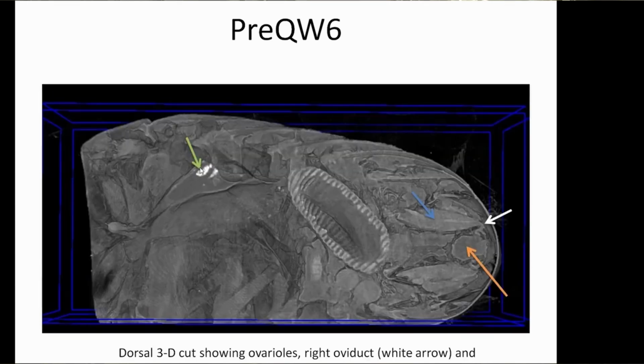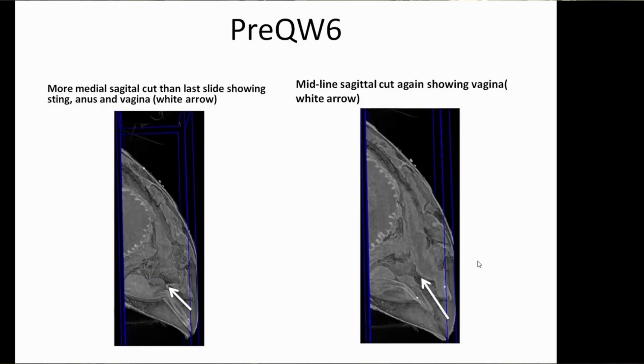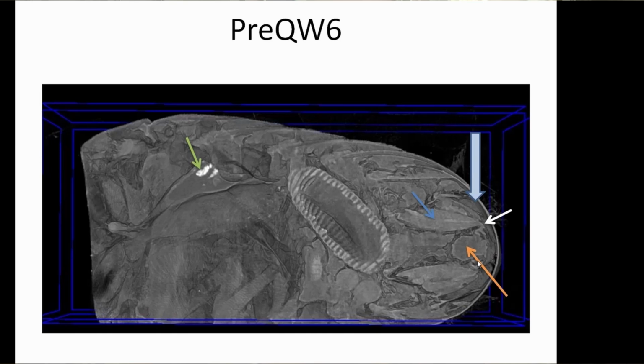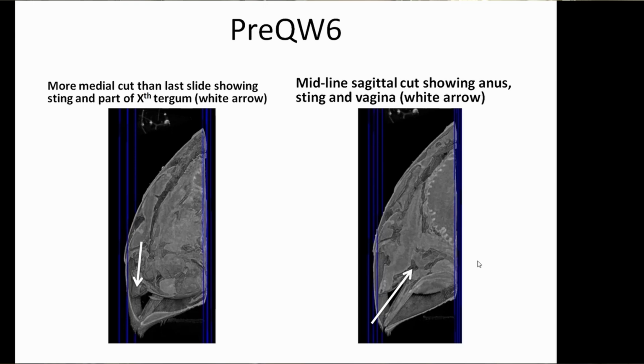More radio-opaque material in the crop. We're not only seeing the ovarioles, we're seeing this is the spermatheca, and these are just other views. So we've got to put this together as to why we should be seeing all these structures so abnormally well in a pre-hibernation queen.